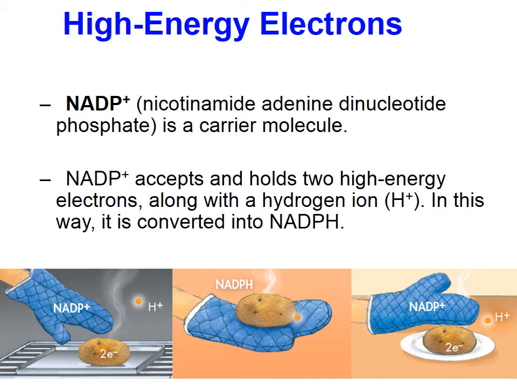So NADP plus can hold 2 electrons along with the hydrogen. So when it holds those electrons, it's converted from NADP plus, the ion, to NADPH, the molecule. Okay, the main thing you need to know is that NADP plus is the carrier molecule. When it gets the electrons, it changes to NADPH. So if the H is there, it's got the 2 electrons.